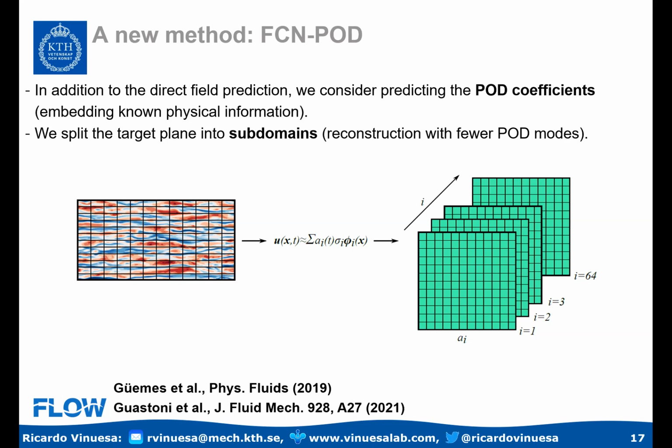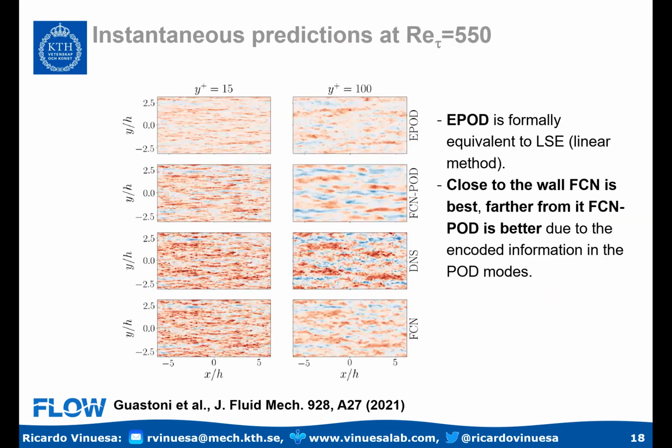And we're going to compare the performance of the FCN and the FCN-POD in different regions of the flow. So we're going to see how things actually work in different places. What I'm showing you in this slide is the streamwise velocity fluctuations, instantaneous. The first column is y+ of 15, so in the near-wall region. Second column, y+ of 100, that's in the outer region at y/δ of 50. The third row is the DNS, so this is the reference, and this is what I'm trying to predict.